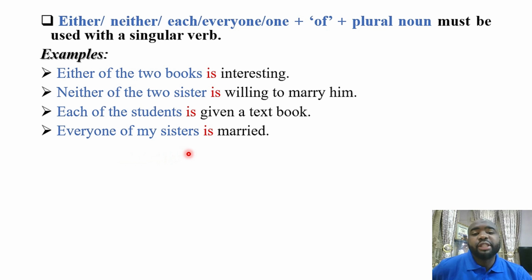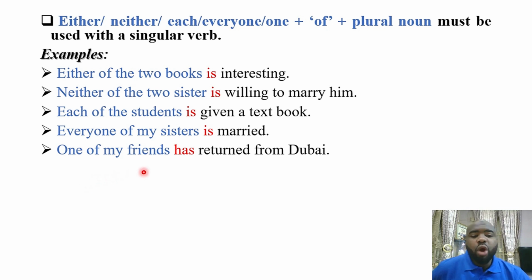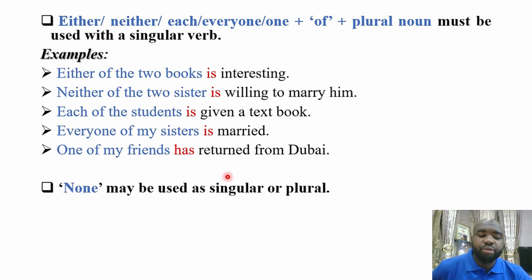Every student is given a textbook. Every one of my sisters is married. Meaning what? Each sister. 1, 2, 3. 1 is married, 2 is married, 3, in that order. One of my friends has returned from Dubai. Not all the friends, but one of the friends. One of my friends has returned from Dubai.